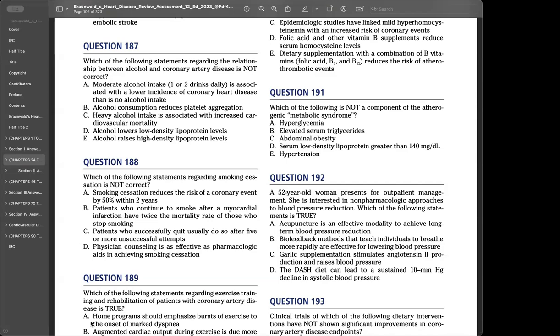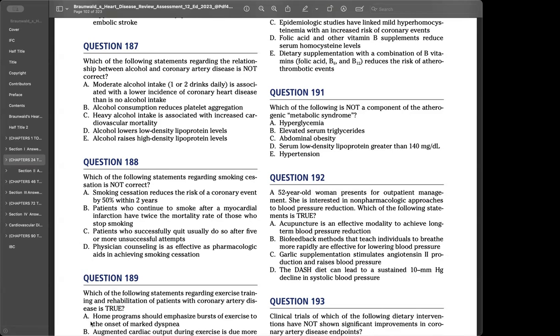Option A, fasting plasma glucose of more than 110 milligram per dl, is a component of metabolic syndrome. Then option B, elevated serum triglycerides more than 150 milligram per dl, is also a component. Option C, abdominal obesity, as described by the waist circumference, like I've said before, is also a component of metabolic syndrome. Then option D, serum low density lipoprotein greater than 140 milligram per dl. This is not a component.